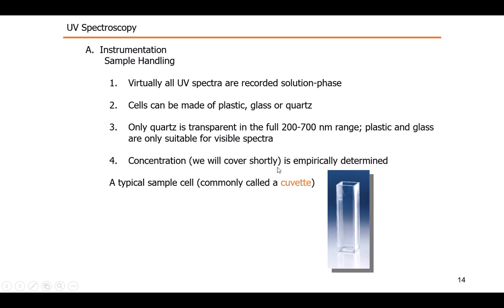Concentration, which we will cover shortly, is empirically determined. Actually, the spectrophotometer is one of the best ways to find out an unknown concentration by comparing it with a known concentration. So it is used to find unknown concentrations of the solutions for samples which absorb in the UV or visible region.